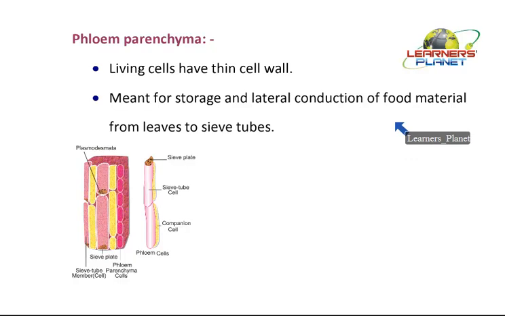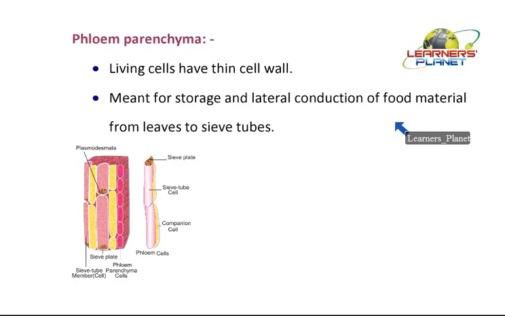Food is synthesized in the leaves. From the leaves, it is transported to what? To the parenchyma as well as to the companion cells and majorly to the sieve tubes. So these parenchyma serve as the storage site. Some material is stored within the parenchyma and the remaining is transported to the sieve tube. From the sieve tube, it is transported to the different parts of the plant.